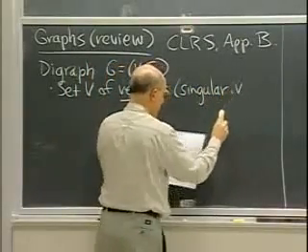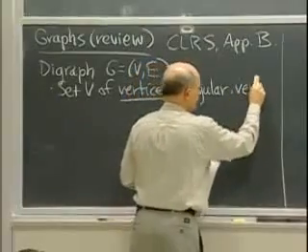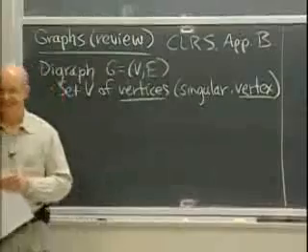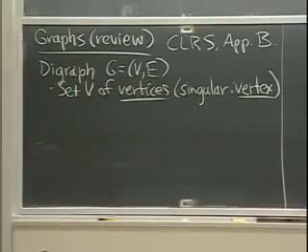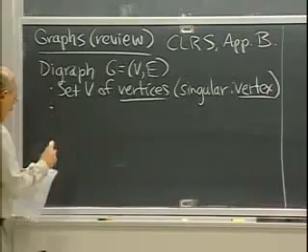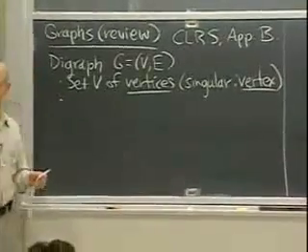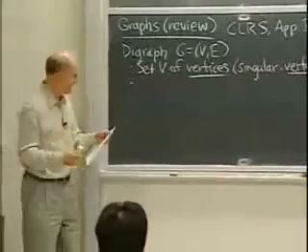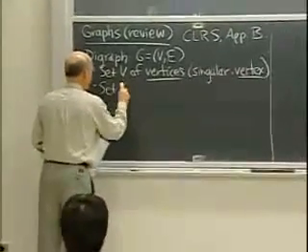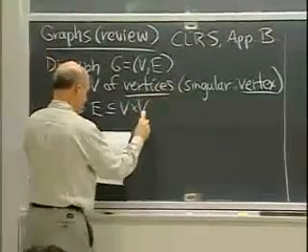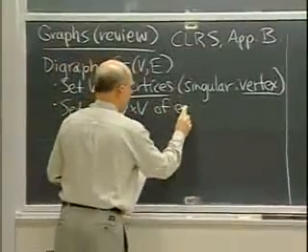I always get people telling me that I have one vertice. The singular is not vertice, it is vertex. Plural is vertices, the singular is vertex. It's one of those weird English words. It's probably originally like French or something, right? I don't know. Anyway. And we have a set E, which is a subset of V cross V, of edges.